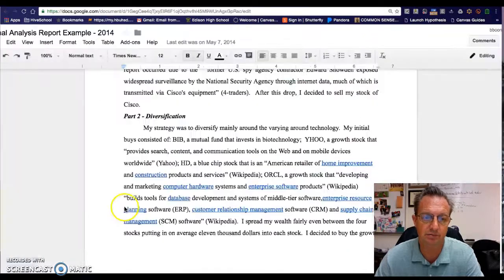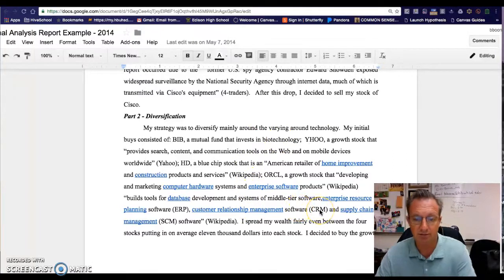that strategy. So in this person's case, he developed a strategy varying around technology. He mainly stuck to that, but it wasn't completely all technology. He looked at a variety of different tools and things like that. Mutual funds in biotechnology as well, and Yahoo we mentioned before. Oracle is a different software, database software. So he had a strategy.